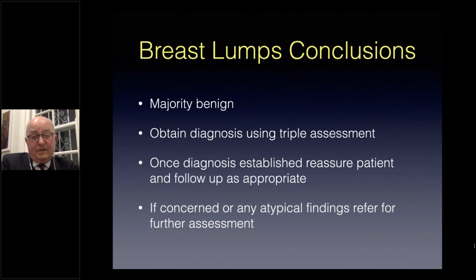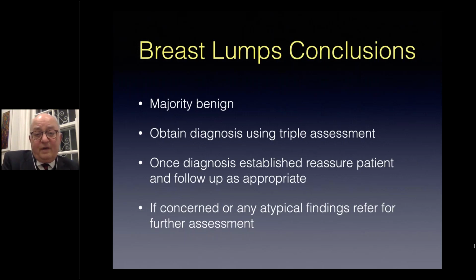Now, once you've established that the core biopsy and the whole triple assessment process is benign, reassure the patient. It doesn't always work, and sometimes they still want the lump out. And you can always offer them early follow-up, and that sometimes will overcome an issue when they're very anxious. As I said, with fibroadenomas, I tend to, in the first instance, have a look at them in about 6 months with a repeat ultrasound. After that, I return them to routine follow-up.